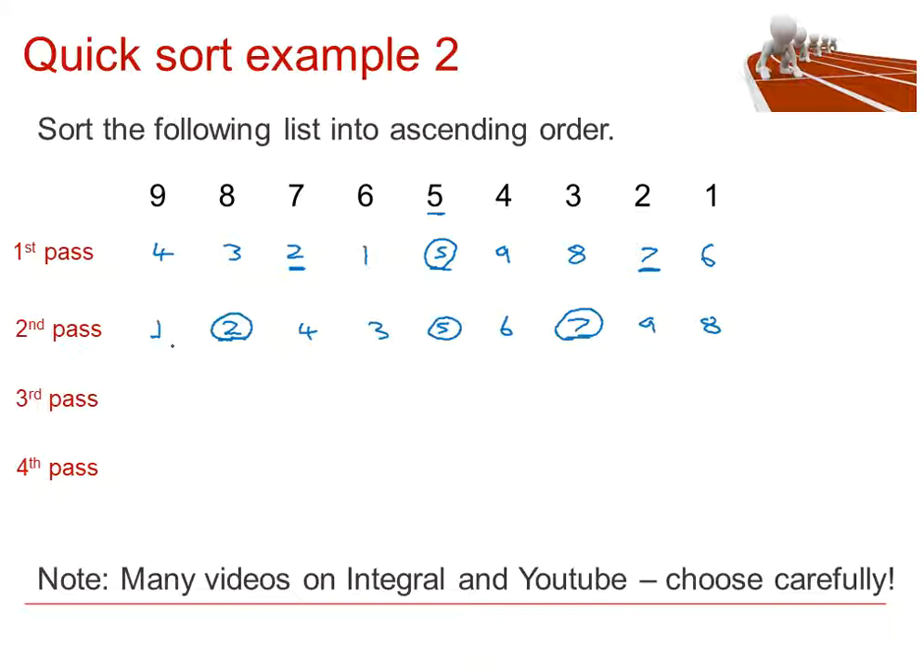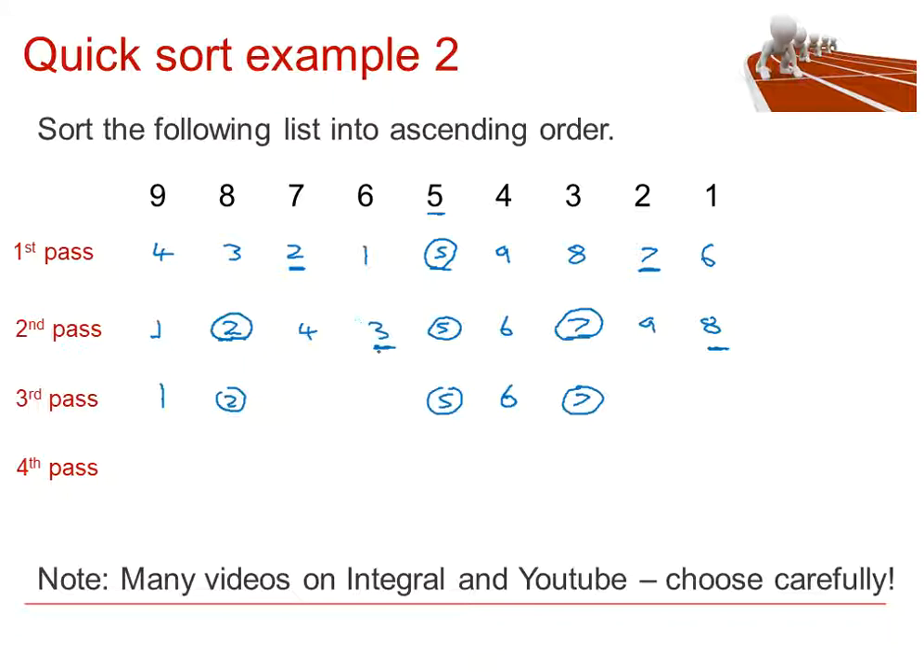So I now look for new pivots. We've got 1 on its own, so that doesn't require a pivot. We've got elements 4 and 3 in a sublist, 3 will be the pivot. And we've got 9 and 8 in a sublist, 8 will be the pivot. So if you want, you can put the 2, the 5 and the 7 down first. 1 is an element on its own, so we don't need to worry about that. 6 is on its own, we can leave that one.